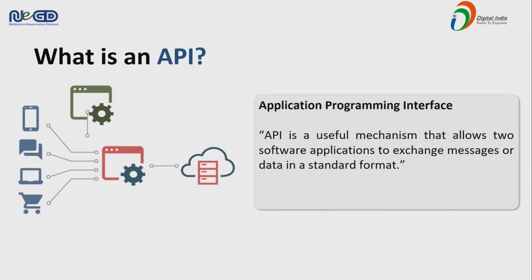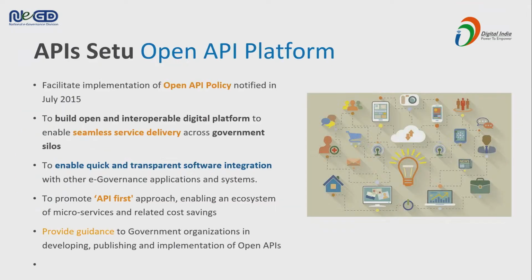So in an overall landscape, I just want to start with a very basic thing: what is an API? So what is an API basically? API is a very useful mechanism that allows two software applications to exchange data or messages in a standard format. Whenever we say a standard format, it is a format wherein two applications should understand each other and give you the valid output.